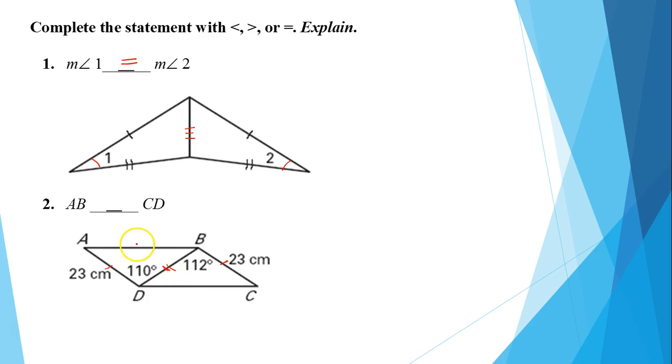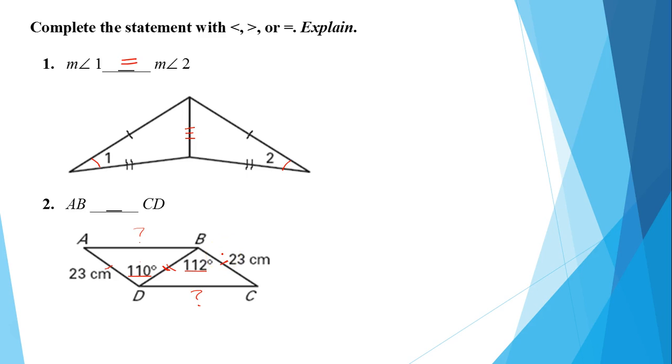So what about AB right here and DC? Are they greater than, less than, or equal to each other? And we determine that by looking at their angles that are opposite of the side measurements that we're looking at. So opposite of AB is this 110. Opposite of DC is this 112.